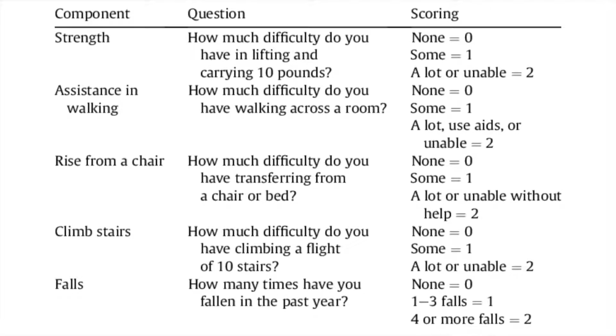Component 1. Strength. How much difficulty do you have in lifting and carrying 10 pounds? Component 2. Assistance in walking. How much difficulty do you have walking across a room? Component 3. Rise from a chair. How much difficulty do you have transferring from a bed to a chair? Component 4. Climb stairs. How much difficulty do you have climbing a flight of 10 stairs? Component 5. Falls. How many times have you fallen in the past year?